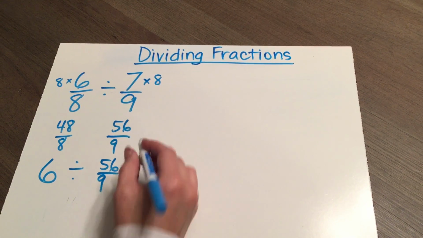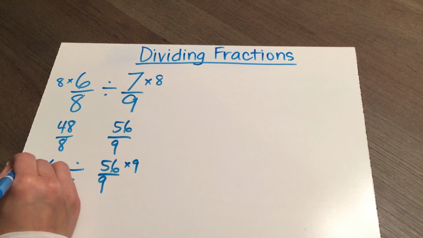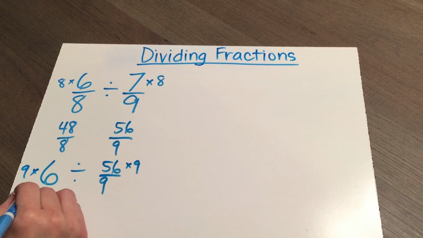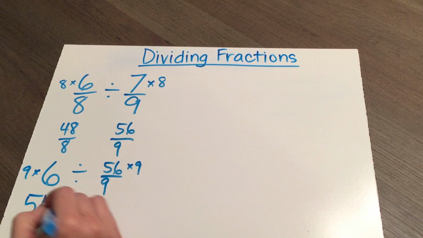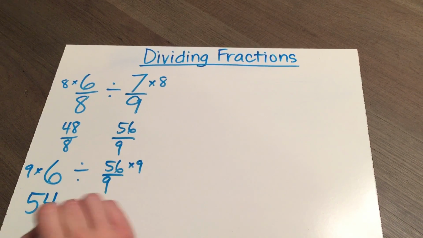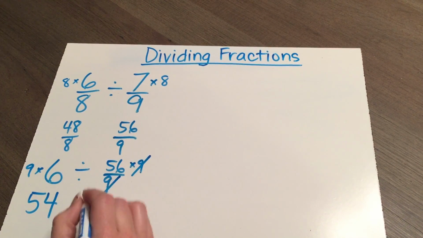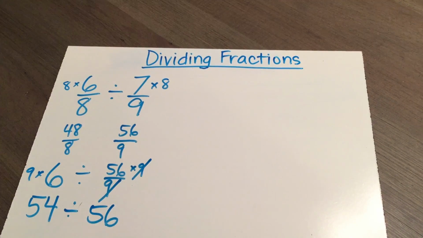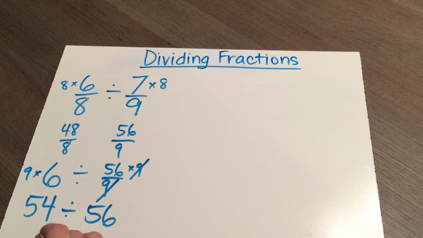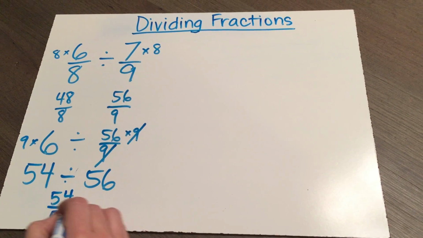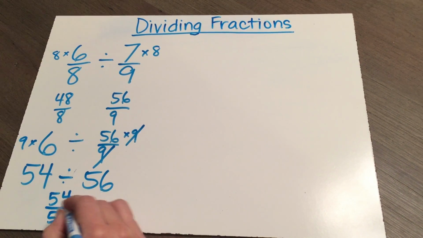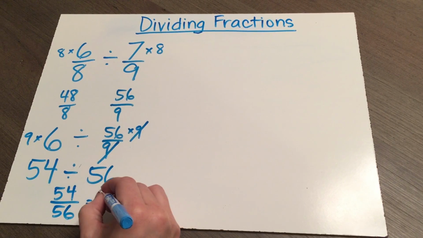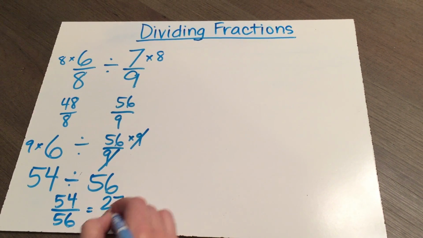We want to get rid of the ninths. We're going to multiply everything by 9. We have 54 wholes over here. And then I don't want to multiply that out, so I'm going to use the simplification. I have 56 wholes on the other side. So I have 54 divided by 56, which can also be written 54 over 56. And that's divisible by 2. So we're going to take that and divide by 2 and simplify.